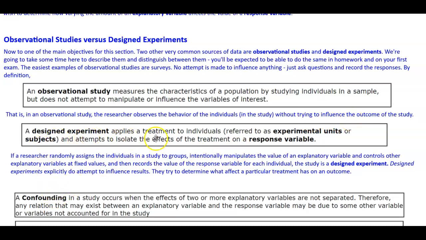A designed experiment applies a treatment to the individuals, referred to as experimental units or subjects, and attempts to isolate the effects of the treatment on a response variable. If a researcher randomly assigns the individuals in a study to groups, intentionally manipulates the value of an explanatory variable and controls other explanatory variables at fixed values, and then records the value of the response variable for each individual, this study is a designed experiment. Designed experiments explicitly do attempt to influence results. They try to determine what effect a particular treatment has on an outcome.